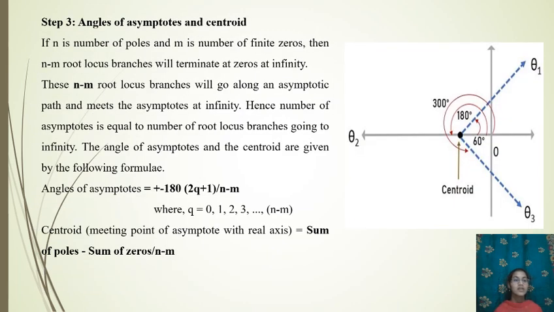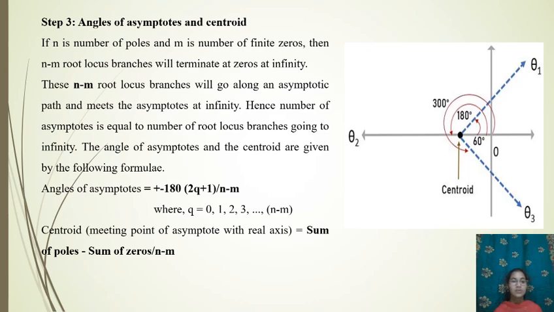Third step is angle of asymptotes and centroid. If n is number of poles and m is number of finite zeros, then n minus m root locus branches will terminate at zero at infinity. These n minus m root locus branches will go along an asymptotic path and meet the asymptotes at infinity. Hence, number of asymptotes is equal to number of root locus branches going to infinity.